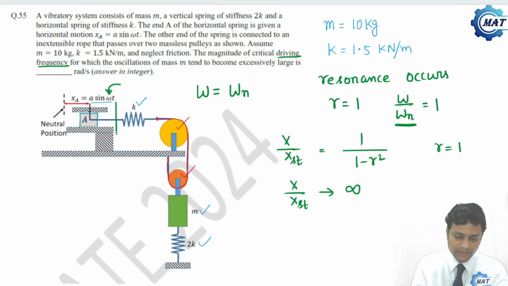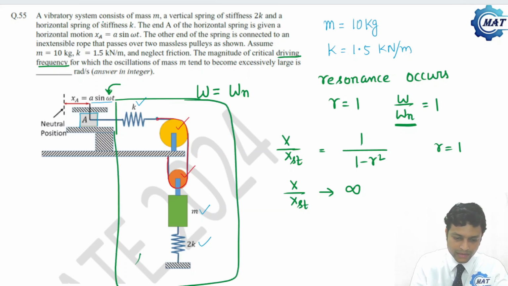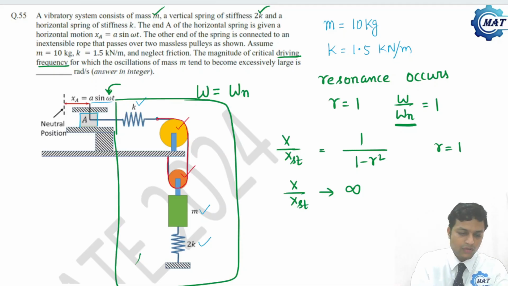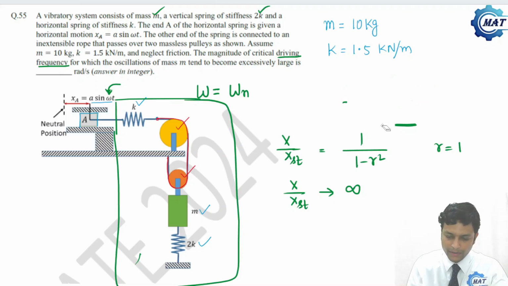Now what is the system? The system is this one. It is stated at the beginning of the problem, that is, the vibratory system consists of mass and two springs, 2k and k. Now what is the natural frequency of that system? That we have to calculate. So what to do for that? Let me erase this because this is for your understanding only.